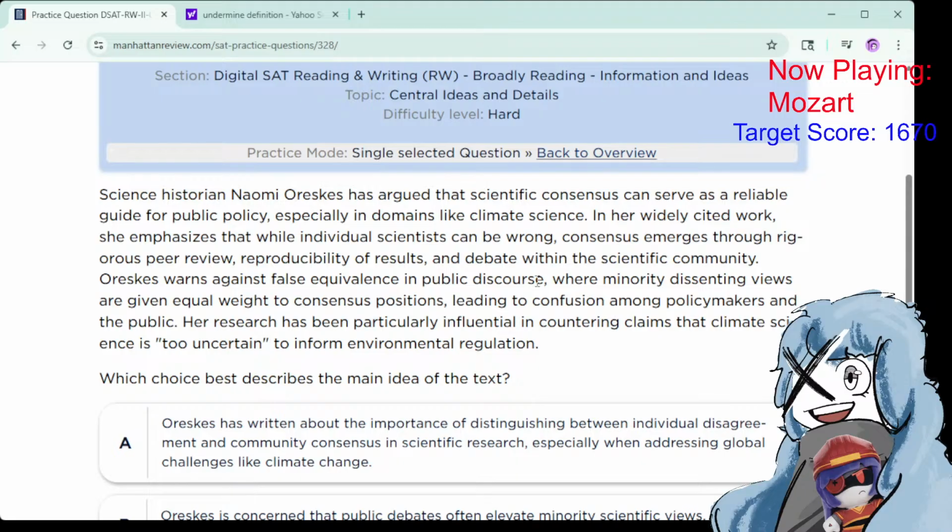Science historian Naomi Oreskes has argued that scientific consensus can serve as a reliable guide for public policy, especially in domains like climate science. In her widely cited work, she emphasizes that while individual scientists can be wrong, scientific consensus can serve as a reliable guide for public policy, especially in domains like climate science.